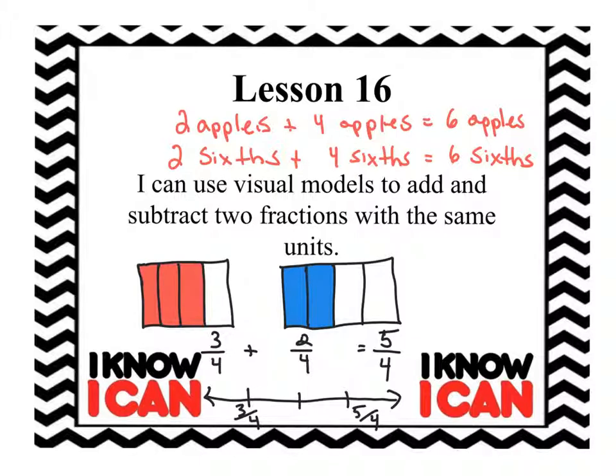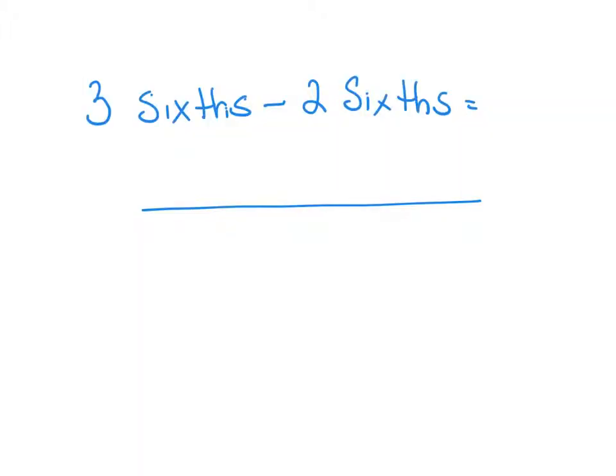So let's get started. Okay, in our first example, it's asking 3 sixths minus 2 sixths. So the unit is sixths. They're writing it out in word form, so we're going to answer this in word form. So let's look at the 3 and the 2. 3 minus 2 is 1, but be sure to write it in the word form, 1 sixth.